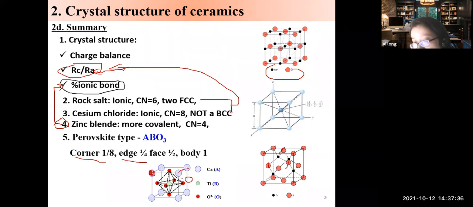The face is just this face, which is this one. So it only shares with one extra cube, which means you have to share 1/2. So the body is 1. Okay, so this concept is used very, very often in material science. So remember it later when we do the calculation.